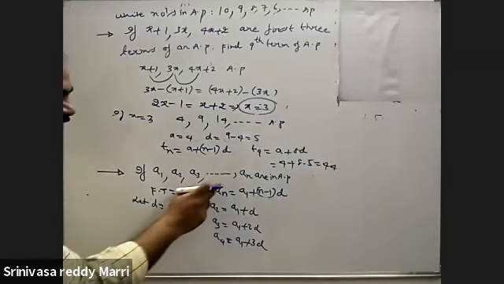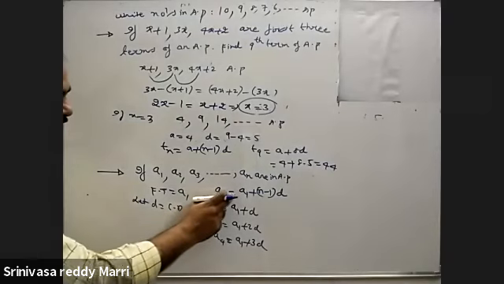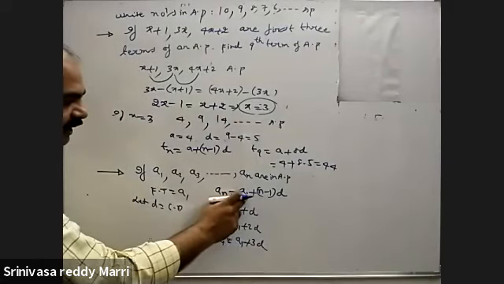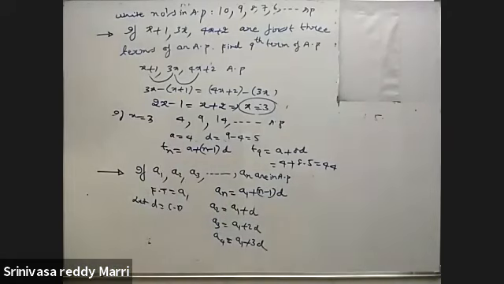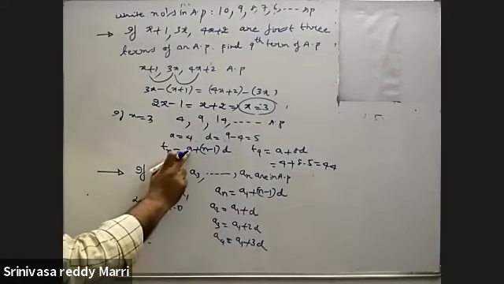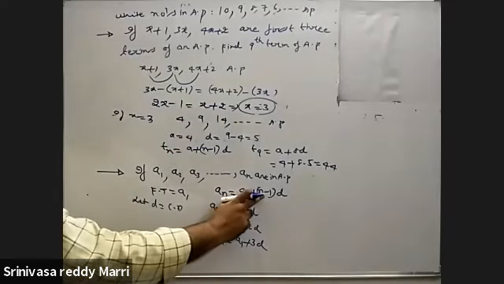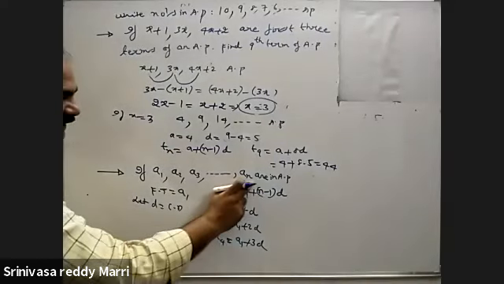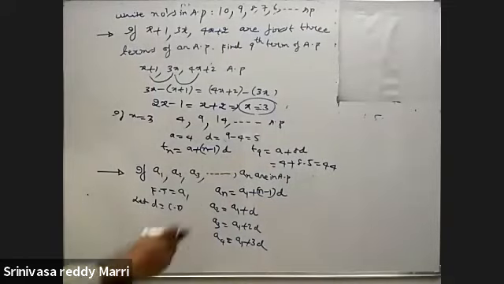Whenever A1, A2, A3 and so on are given, you write the nth term like this. Instead of writing Tn, here An is there. An is nothing but A1 plus (n minus 1) into D. In this formula, the first term is A1, and the nth term symbol is An. That's why we write it like this.